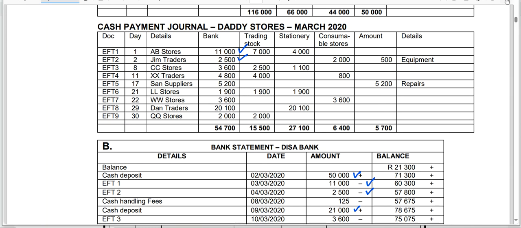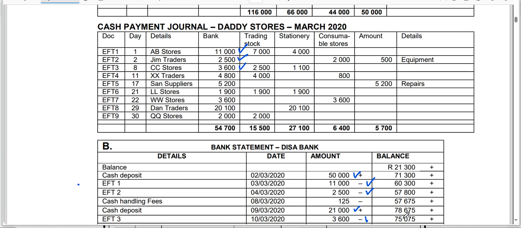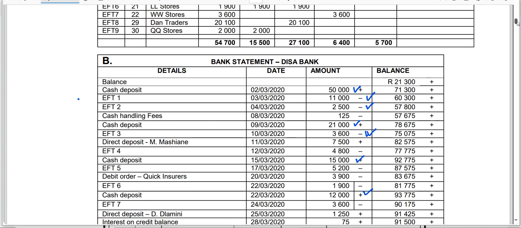And then the next item that we have is 3.6. That 3.6 is EFT3. We can see that it appears both sides here, these also. So we can then move on with this. Okay, so it appears both sides. And then next, if you check, we have an EFT4 of 4.8. So we need to check, does that 4.8 appear both sides? If not, we record it. Okay, here it is. So that 4.8 appears both sides.